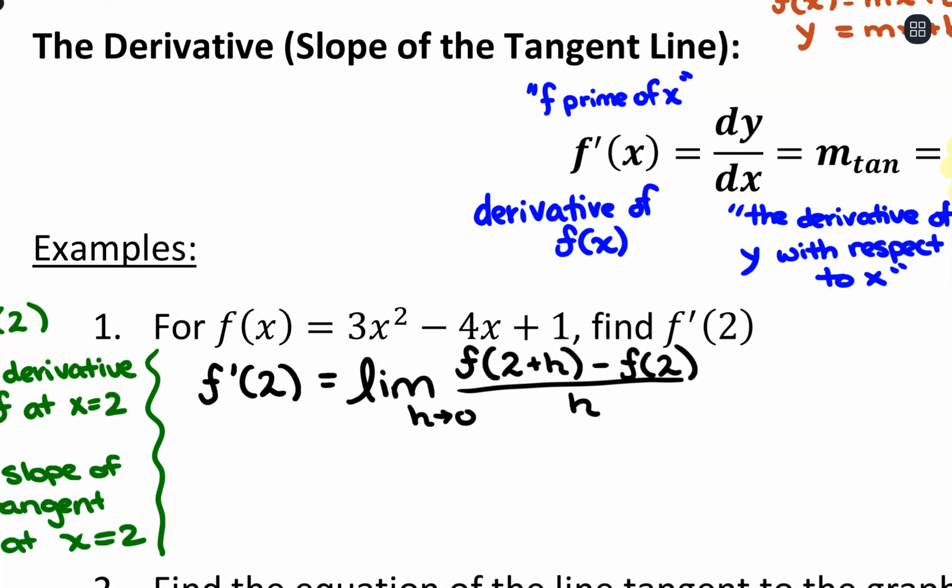So instead what I want to do is I want to simplify this numerator. I want to simplify this f of 2 plus h. I want to simplify this f of 2. And I'm going to do this work off to the side. In fact, I'm going to go to a different page because I didn't leave myself much room here. But basically, I want to use this function 3x squared minus 4x plus 1 to evaluate these two pieces.